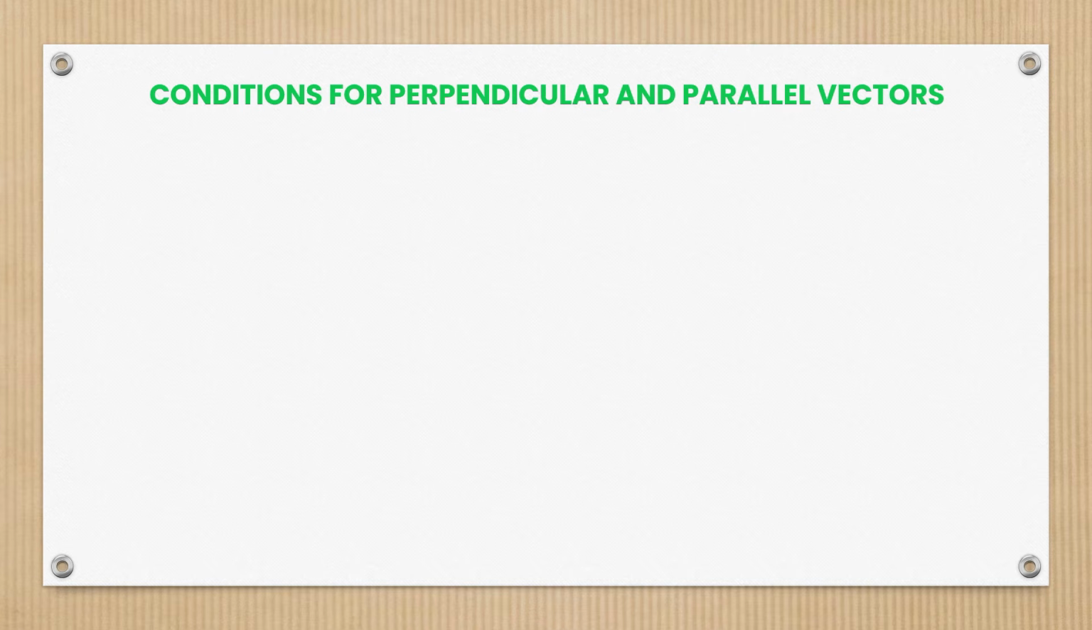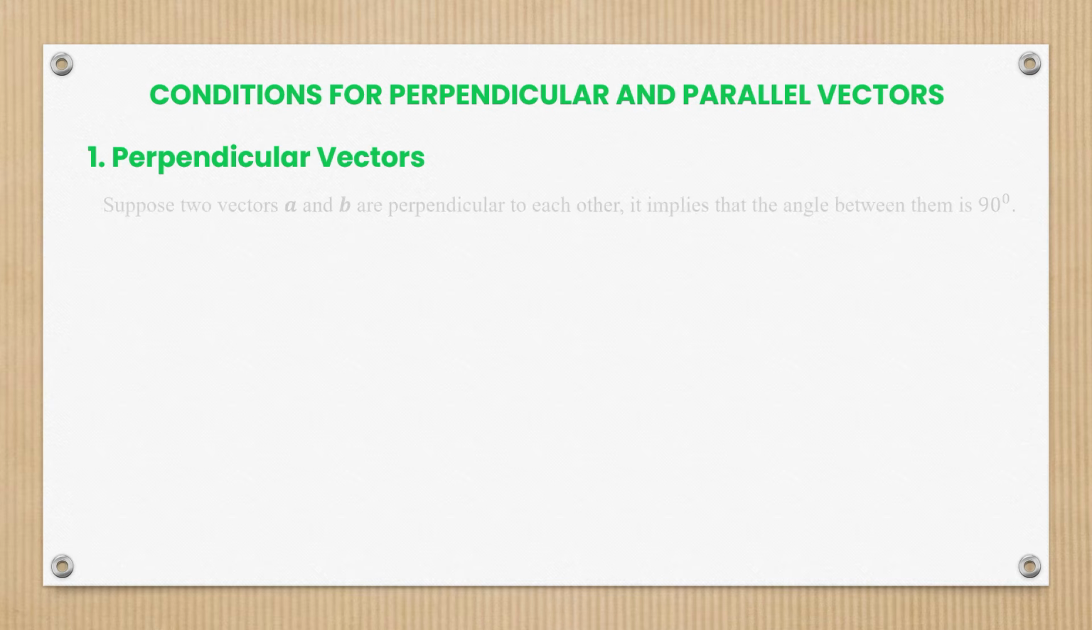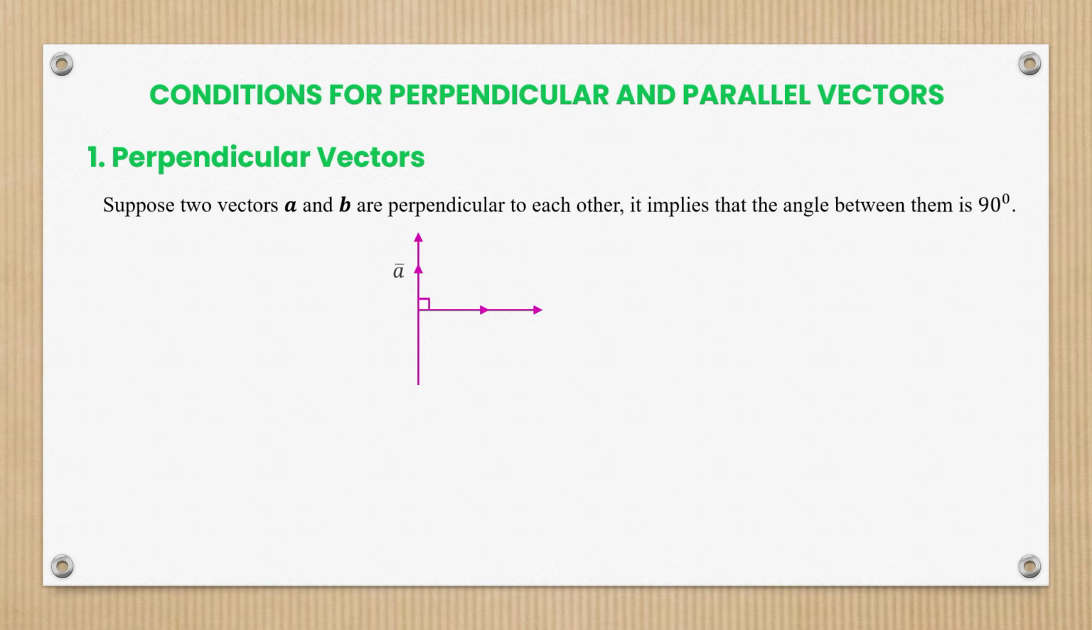Now let's enter a very important part of this section. Now we're going to look at conditions for perpendicular and parallel vectors. There are some things we've already confirmed through our study in this section, but we're going to do a slight revision of them to make sure you've understood them fully. Now we know that for perpendicular vectors, suppose we have two vectors A and B and they are perpendicular to each other, it implies that the angle between them is 90 degrees. So we can represent it this way.